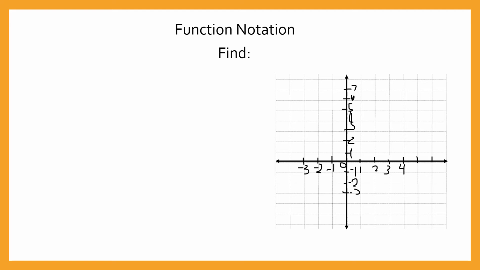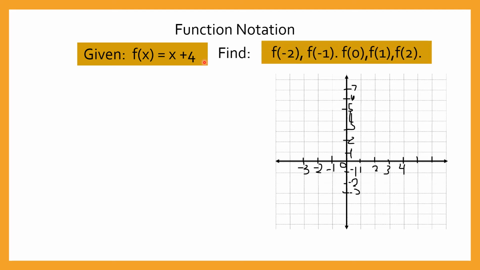So now how are we going to apply that function notation? I have here f of x is equal to x plus 4. Then, if you're asked to find f of negative 2, f of negative 1, f of 0, f of 1, f of 2, it means that we're just going to substitute x with negative 2, x with negative 1, x with 0, like that.